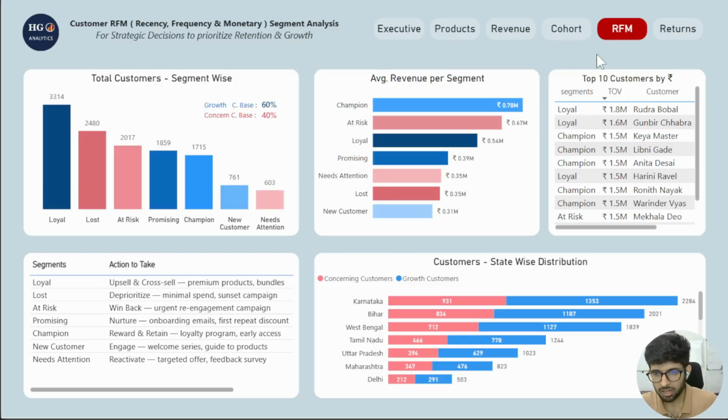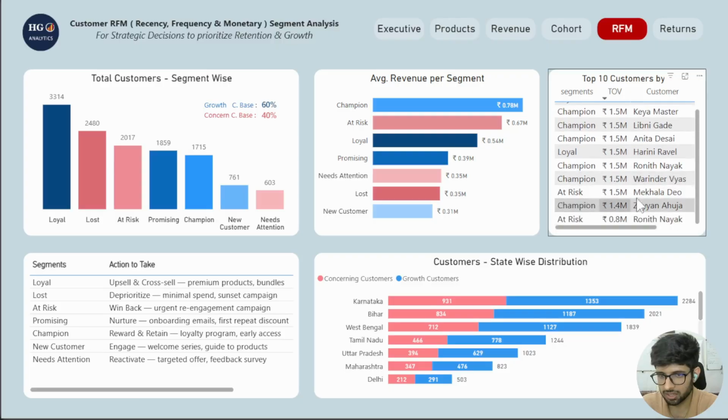Now, take a look at this table. It will show you the top 10 customers by the total order value they have given to you. Okay, these are our top 10 customers. And one great insight from this is you can see a customer who has spent around 1.5 million in your company is actually at risk. Okay, this is Meghala Dio. She is actually at risk. And same for Ronit Nayak.